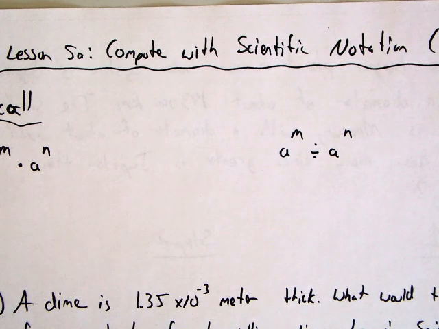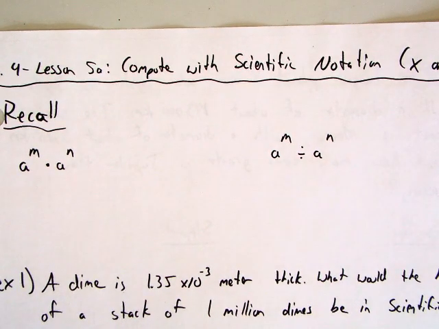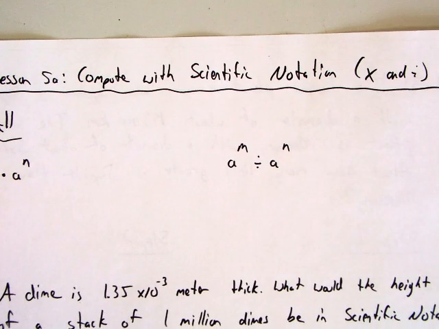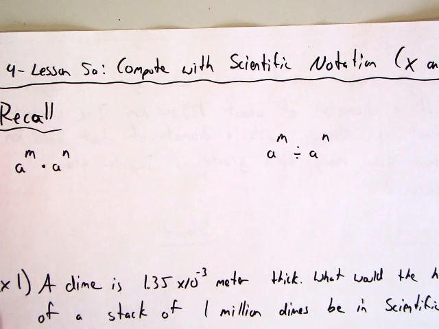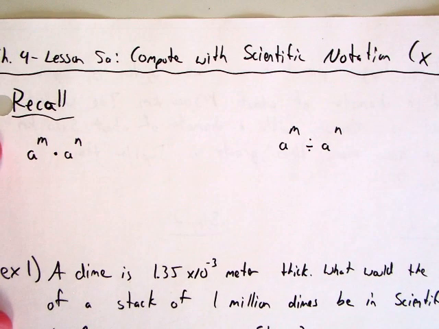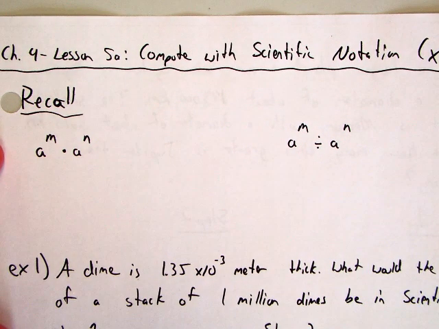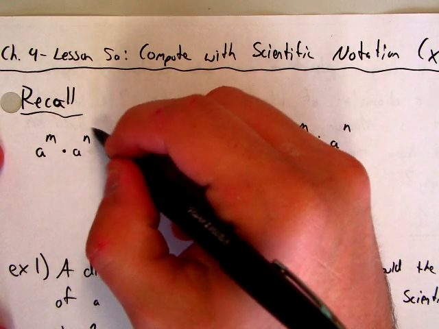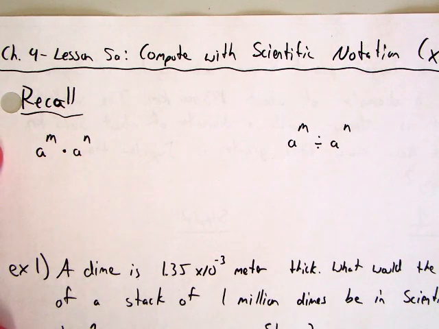All right, so today we're going to be talking about Chapter 4, Lesson 5. We're only going to talk about the first part of it, but it's called Computations with Scientific Notation, and we're going to focus on multiplication and division. So if you recall from Lesson 1, I think, or 2, or 3. 3 sounds right. We have to use some properties in order to help us with multiplication and division.